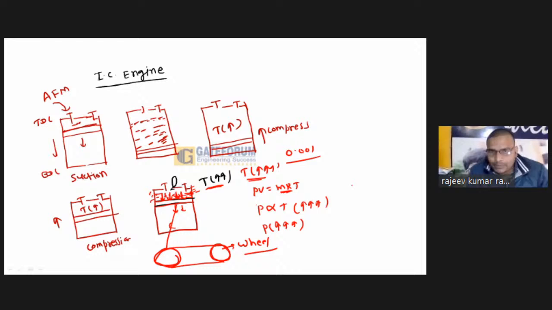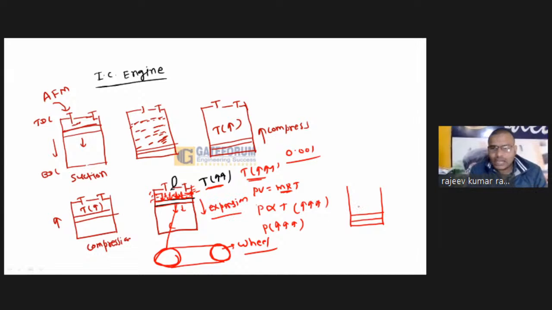Now, my dear friends, it comes down. It comes down completely. So now expansion has completely taken place, or we can say expansion started. What is this?